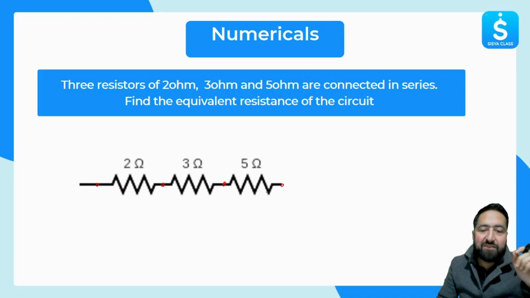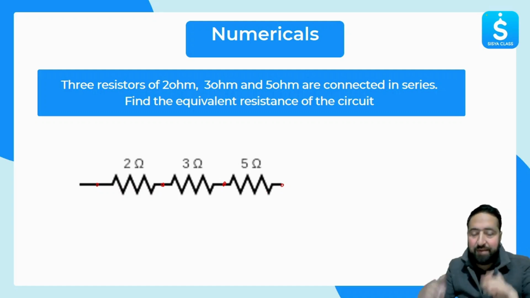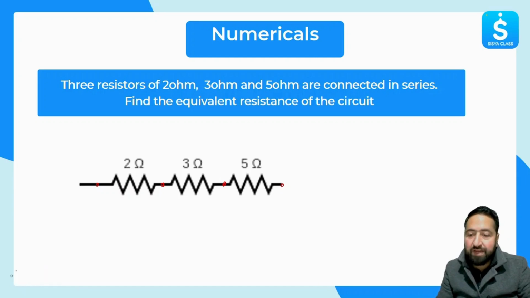Find the equivalent resistance of the circuit. Okay, they are connecting the circuit like this. I'm not showing you the whole circuit, I'm just showing you the resistances, how they are connected. So they are connected in series, and when they are connected in series, what will be their equivalent resistance?